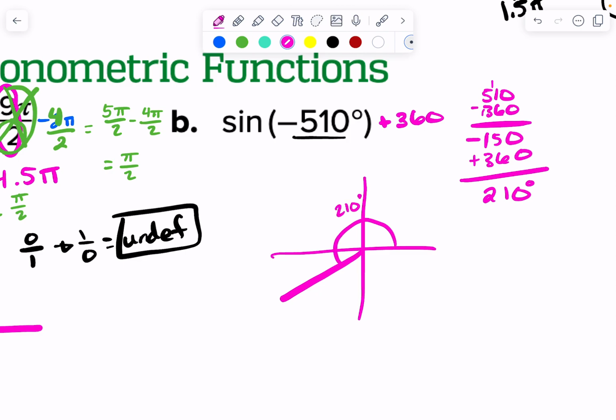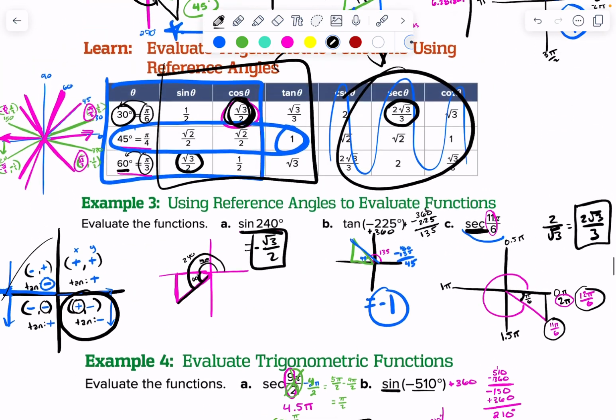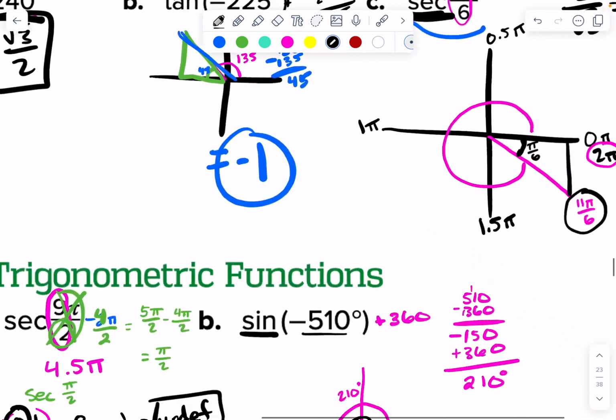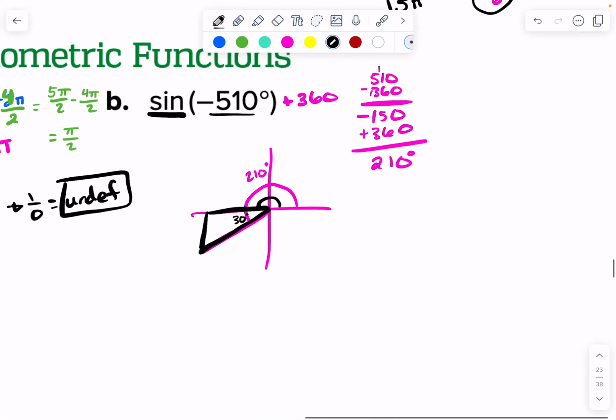210 lives here. 180 is from here to here, so that means I've gone an additional 30 degrees for my reference angle, okay? And we're doing sine, okay? And sine of 30 degrees is 1/2, okay? So I know that my answer is going to be some form of 1/2, like sine of negative 510 is going to be 1/2, except is it positive or negative?